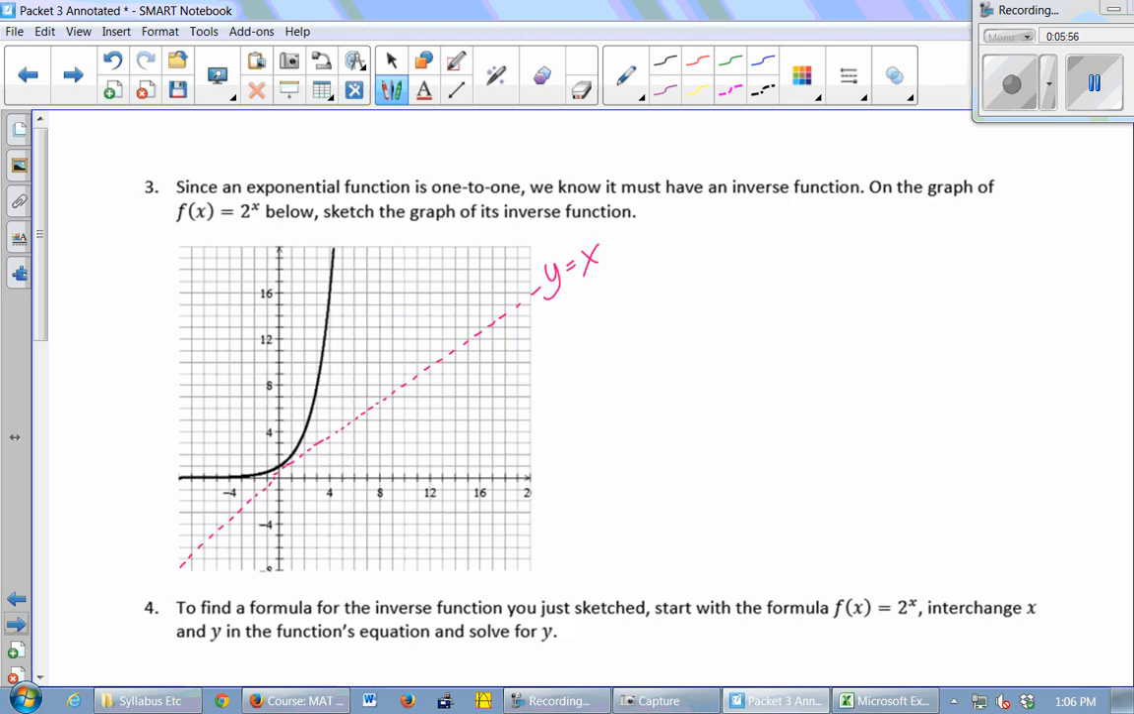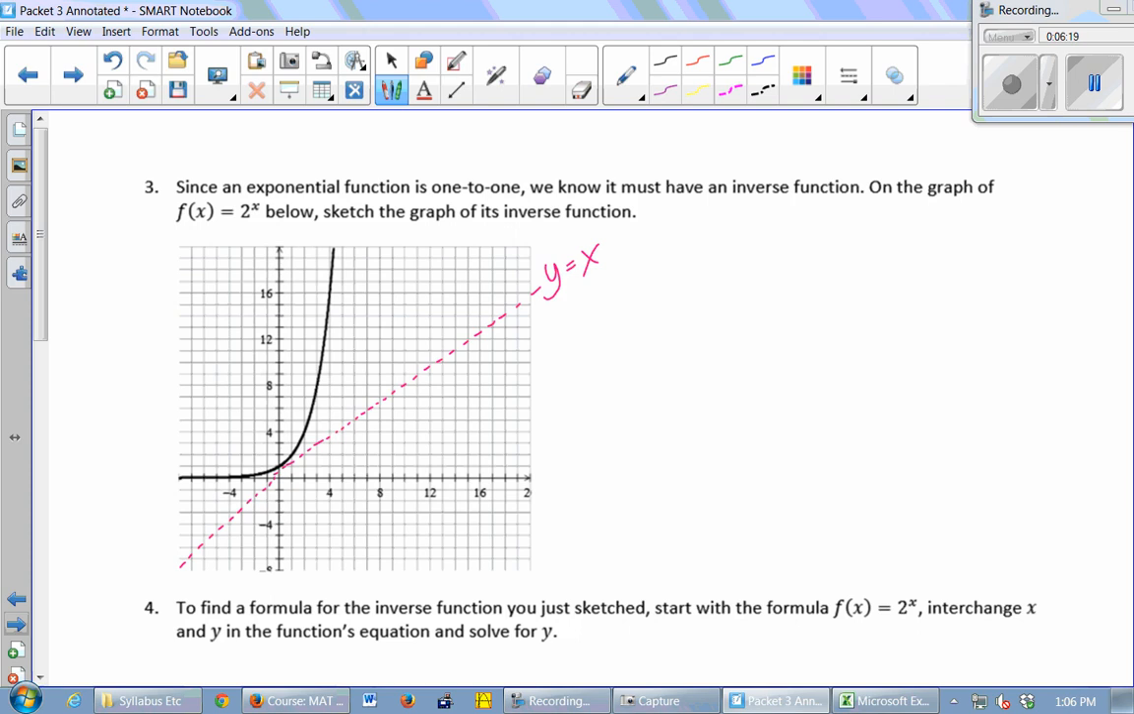Okay. And then I want to draw the mirror image of the graph I have, 2 to the x, mirrored on the other side of the line y equals x. So one way to help you do this, remember, is to just pick some nice points on the graph. Yeah, my line's not perfect, I'm sorry. One way to do this is to just pick some nice points on the graph and swap their coordinates.